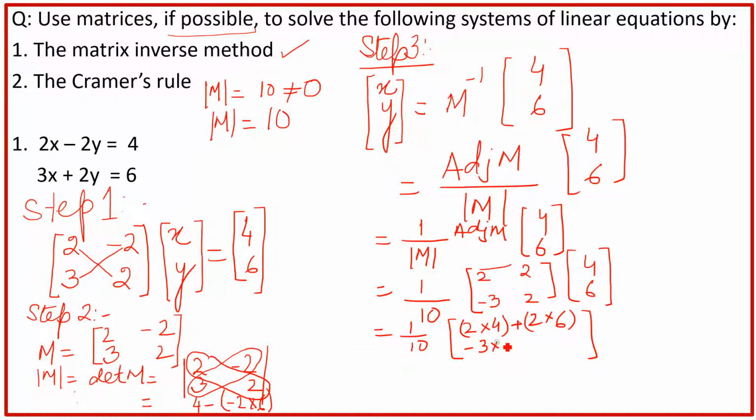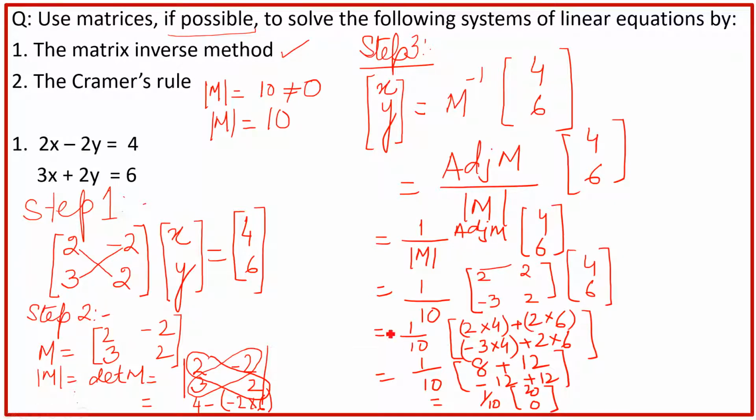Negative 3 multiplied by 4, and 2 multiplied by 6. So it is 1 over 10, which is equal to 8 plus 12. Here is minus 12 and plus 12. So again 1 over 10. Here we have 20, and this will cancel out. This is positive and negative 12, so it is 0.